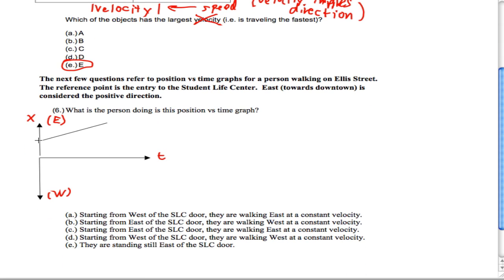So look, I start here going east, and I go further and further east in number 6, and I'm doing it at a constant rate. I know this because my curve is not sloping in any way, it's just a straight line, okay? Meaning it has a positive slope, but it's not curving, say, like this. This would be non-constant velocity. So with that in mind, if here's the door and I start here, I'm actually starting east of the door, so that rules out this, and this, and this. I walk east at constant velocity. That gives me choice C.